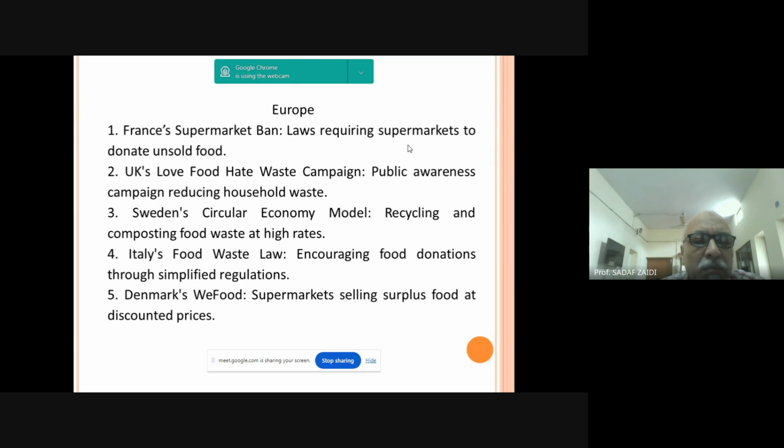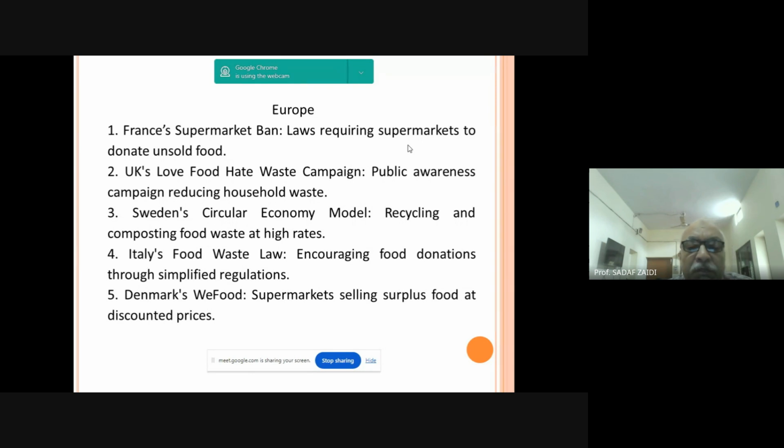Say by the time the restaurant closes, whatever food is there, that had to be destroyed. Earlier it used to be destroyed, but now the law is that they have to give it to the people who don't have it. So all these things, they are there. Now in Denmark, they've got a V Food.